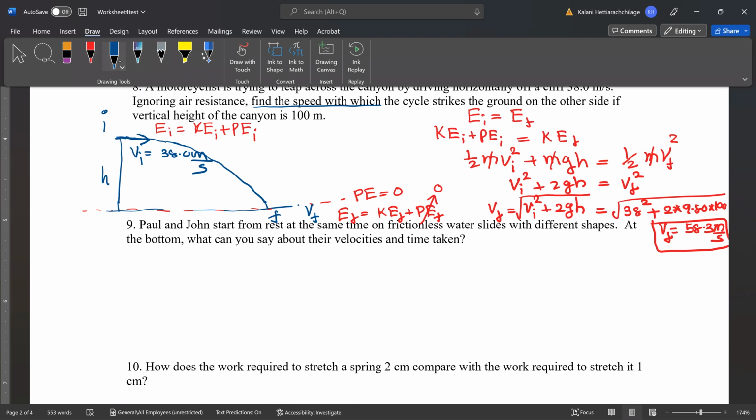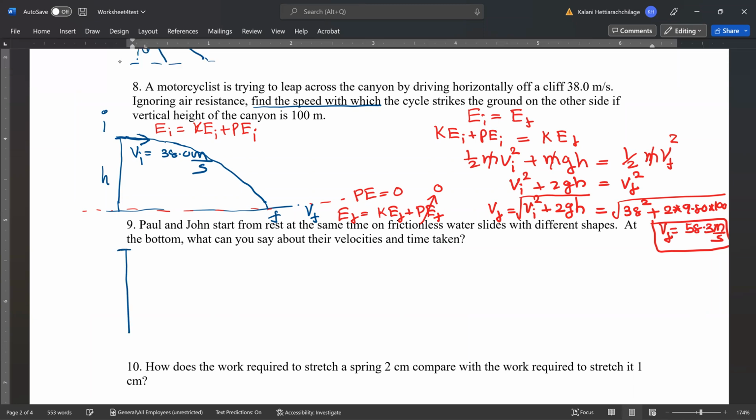Okay, so now next, question number 9. Paul and John start from rest at the same time on frictionless water slides with different shapes. At the bottom, what can you say about their velocities and the time? Remember, same question, you have different water slides. So maybe like this, maybe like this, right? It doesn't matter. They're going to jump into the pool at the end, right? This H is the same for both.